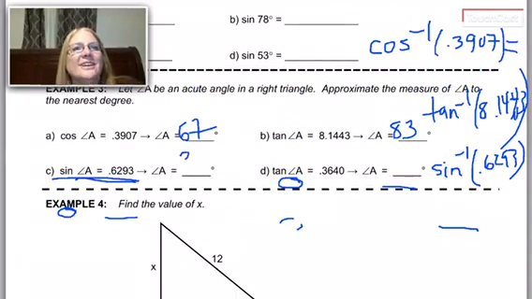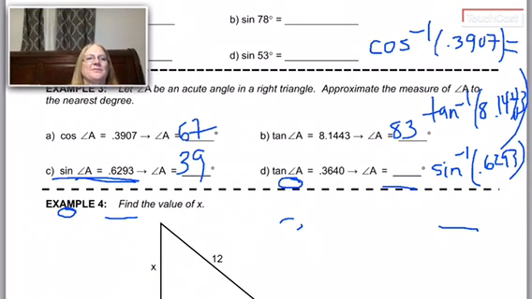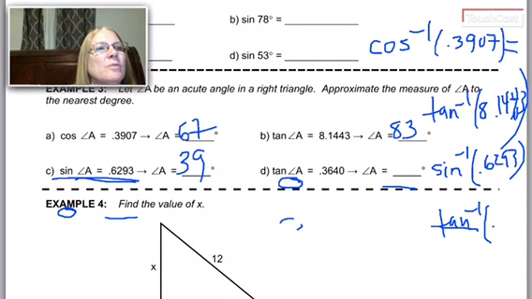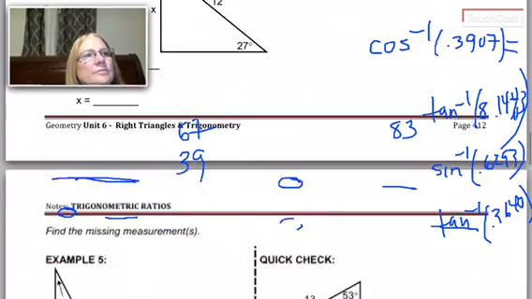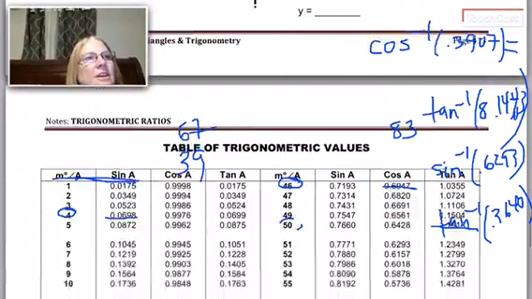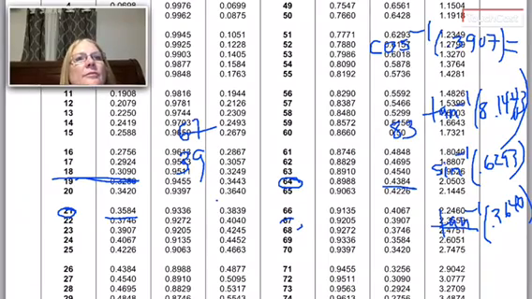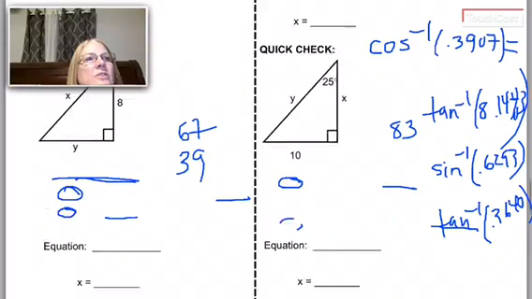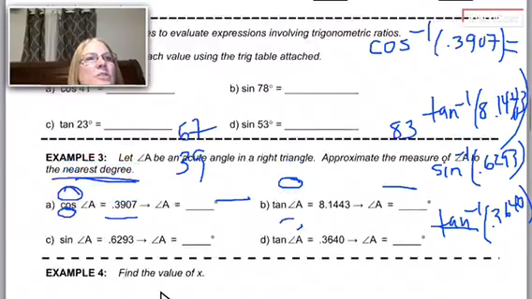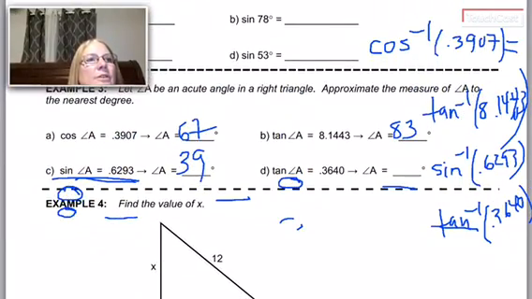I don't know why I have such a hard time with this, but scrolling back and forth, and then the inverse tangent of 0.3640. Last column right here, so that is 20 degrees. Okay, so you're just looking up the values there. So this one is 20 degrees.